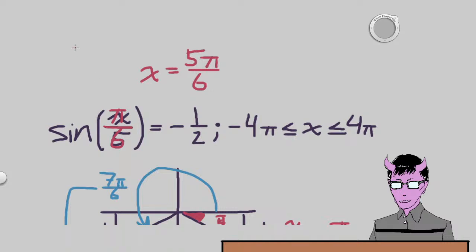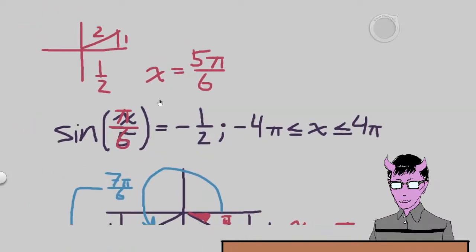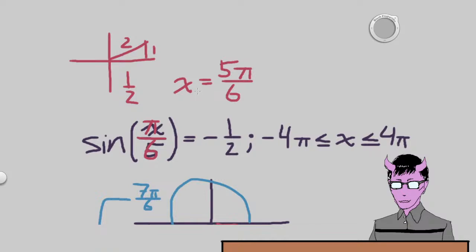And sine of pi over 6. What is that? Quadrant 1. 30, 60, 90. This is a ratio of 1 to 2. So 1 to 2 ratio, yeah. Oh, it's negative. What? What happened? Okay, something's a little weird.